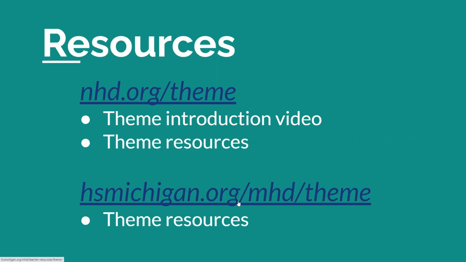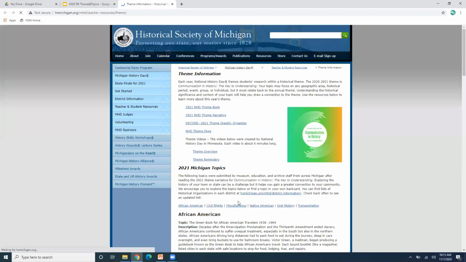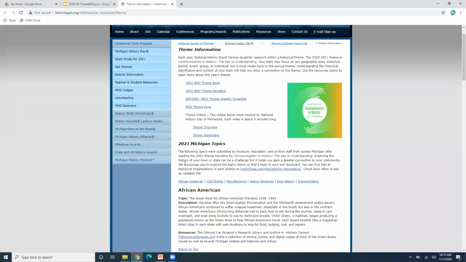We also have lots of resources on the Historical Society of Michigan page, our MHD page. I've linked right on there to the theme book and the theme narrative. That's usually a 3-page document, the beginning of the theme book, that just talks about the theme. I have the graphic organizer on there, and I link right to the theme page.